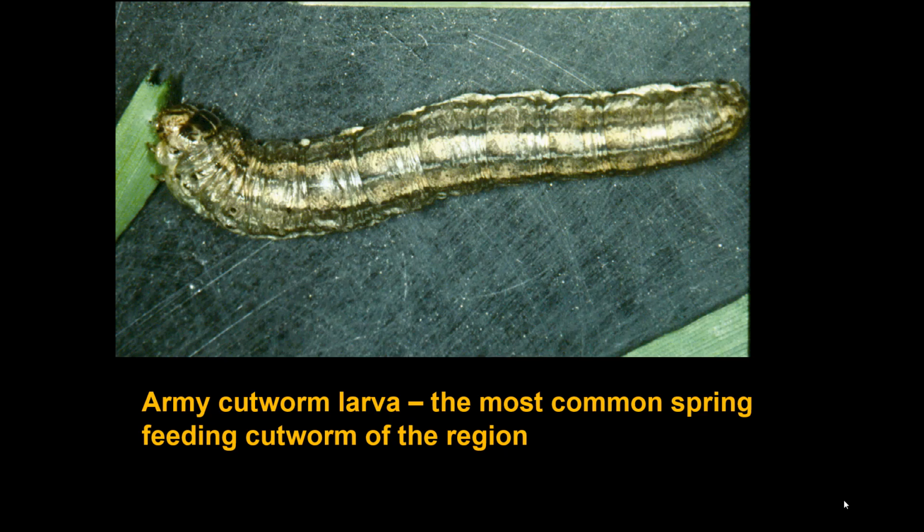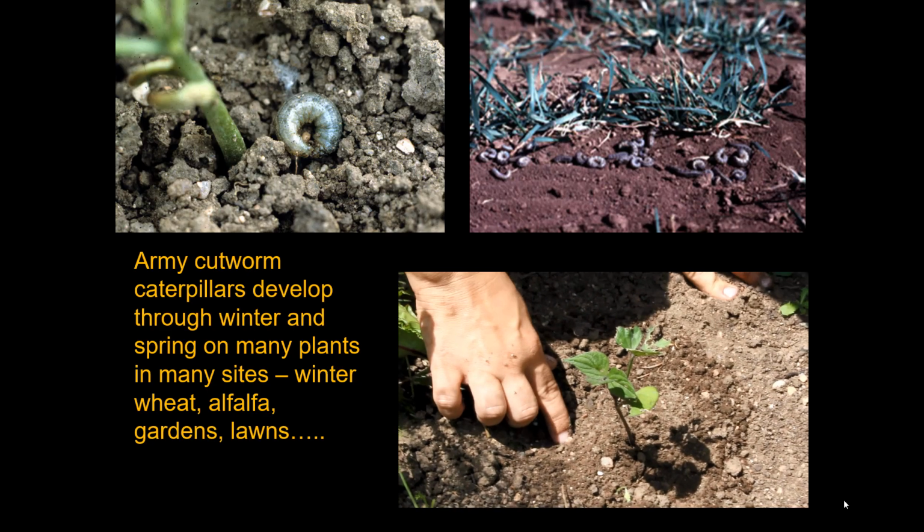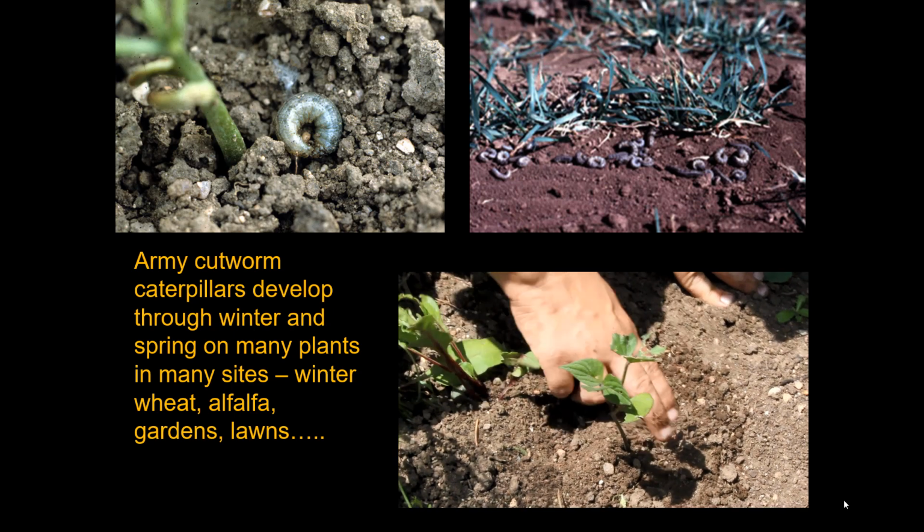Now, it is a cutworm, and a cutworm is a type of caterpillar, usually gray-brown, that feeds at or below the soil line, often will cut plants. And this is the most common spring-feeding cutworm of the region. You find them on all sorts of places.